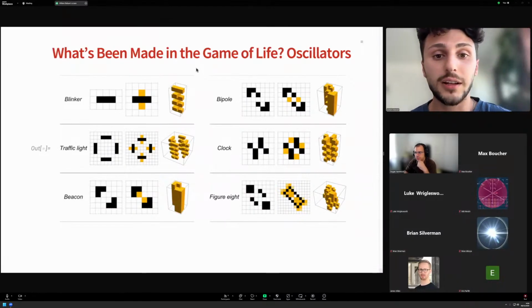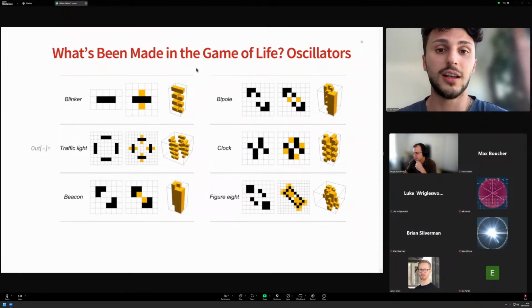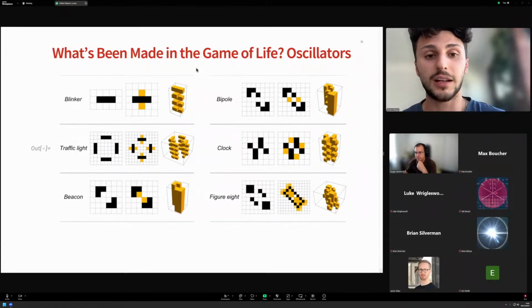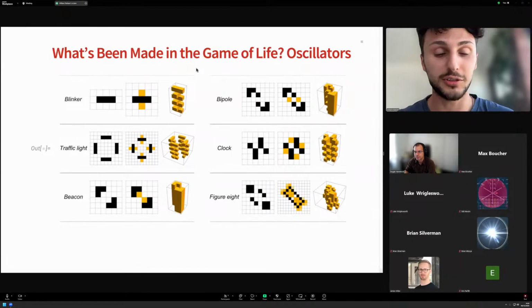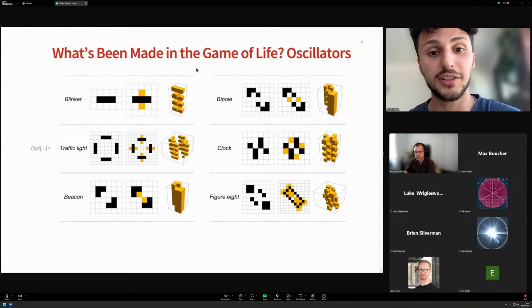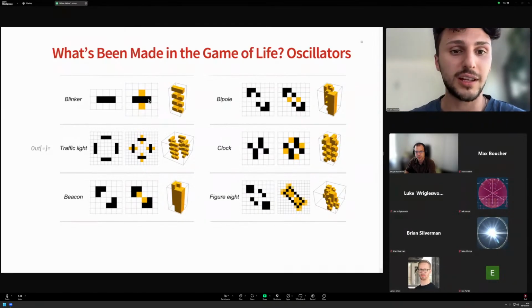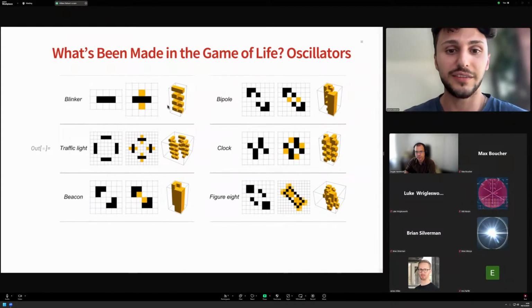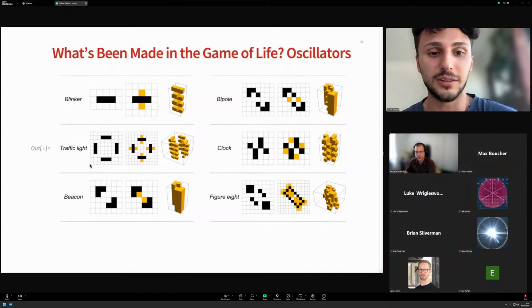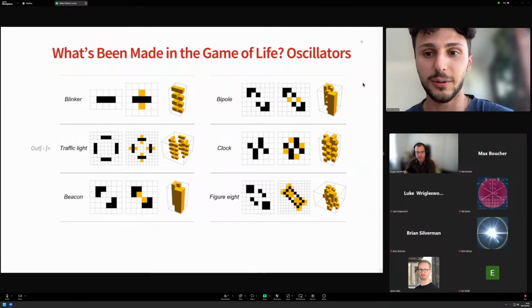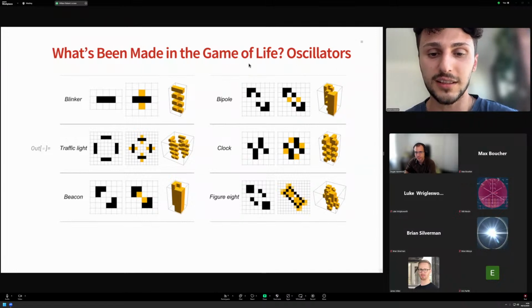There have been a lot of inventions in the game of life, over 50 years of people designing these patterns to achieve different objectives. These are some of the basic ones. We have the blinker, which just oscillates, flipping back and forth. The traffic light and all these other ones. These are some of the basic constructions.